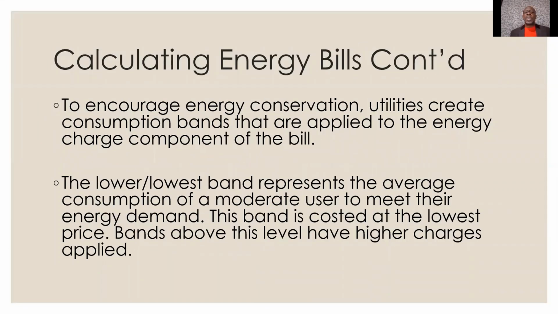Now, to encourage energy conservation, utilities tend to create consumption bands that are applied to the energy charge component of the bill. The lowest band represents the average consumption of a moderate user to meet their energy demand, and this band is usually costed at the lowest price. As the bands increase, the charges applied are also higher.